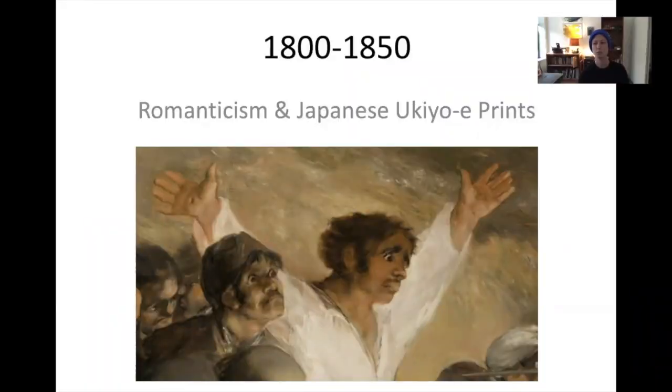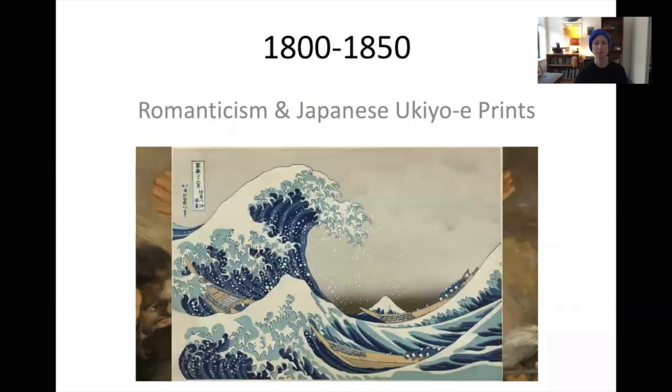This week, we move into the 19th century and look at how European colonial expansion and revolution impacted the Romantic movement in art. We'll also take a look at Japanese printmaking and what are called ukiyo-e prints, like the Great Wave by Hokusai that we see on the screen.